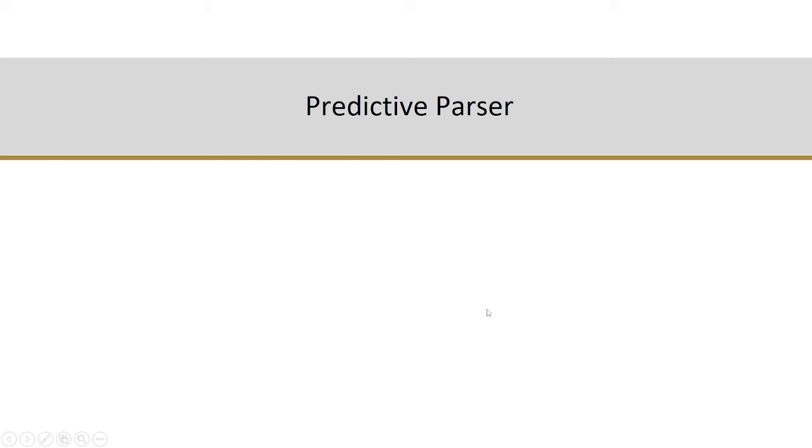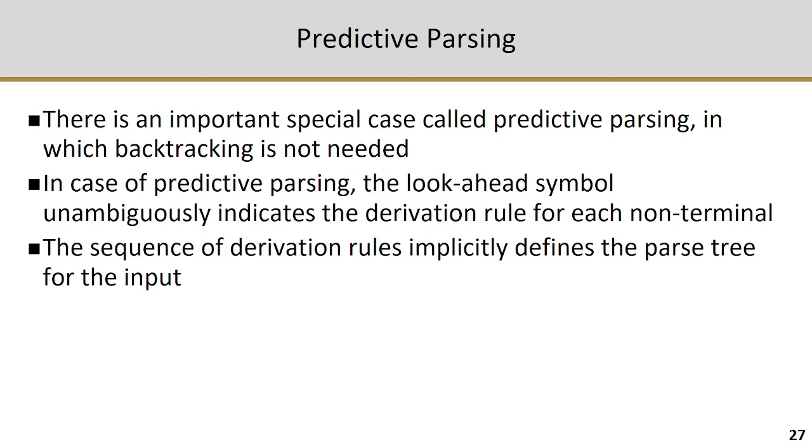Okay, the next question is whether it is possible to estimate the next derivation rule without trying one by one all the derivation rules for a certain non-terminal. So we are going to take into account the so-called look-ahead, which is in the simplest case the single symbol from the input, so the forthcoming symbol from the input, so a single token. In more complex cases, the lookahead may include more than one token.